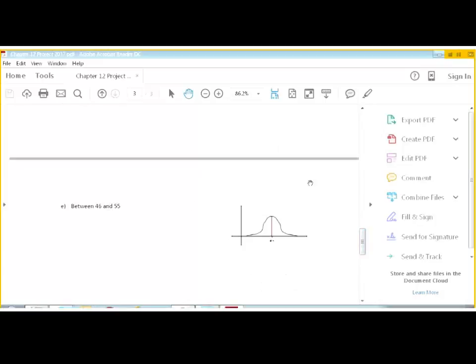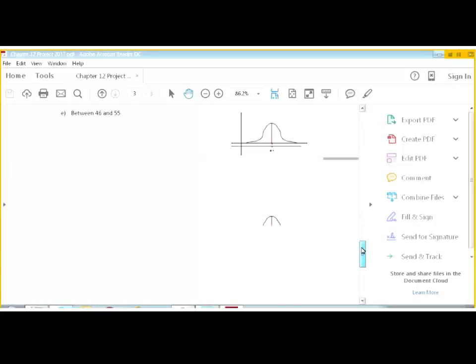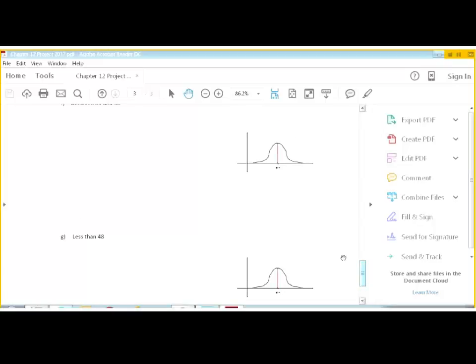These are on either side of the mean, so you'll add those together. These are on the same side of the mean, so you'll subtract, but they're on the upper side instead of the lower side of the mean. And then the final one is less than 48, so it's just like the one we just did, except it's on the lower tail instead of the upper tail. So that's all you have to do.